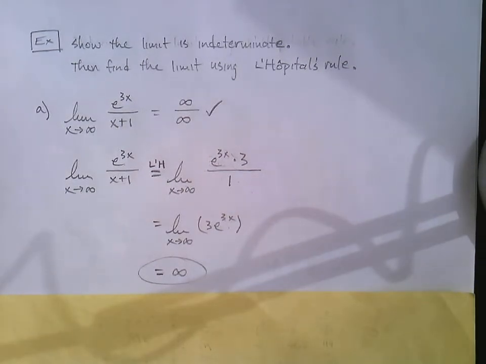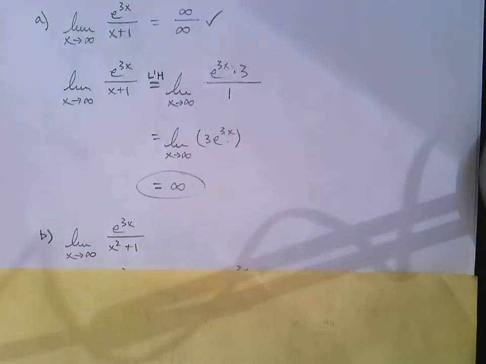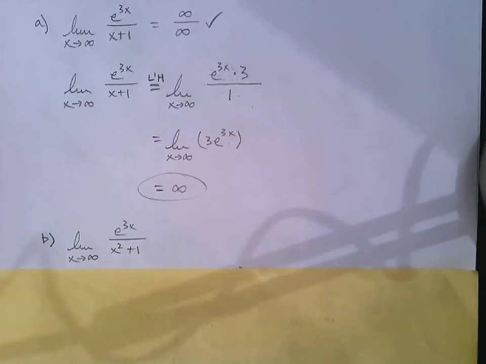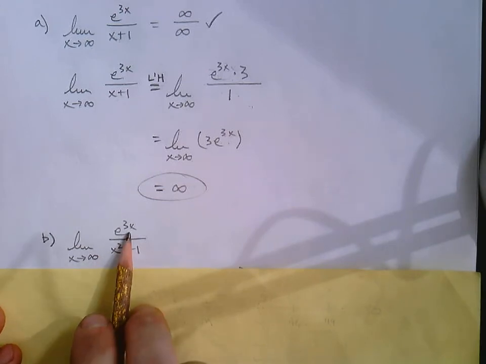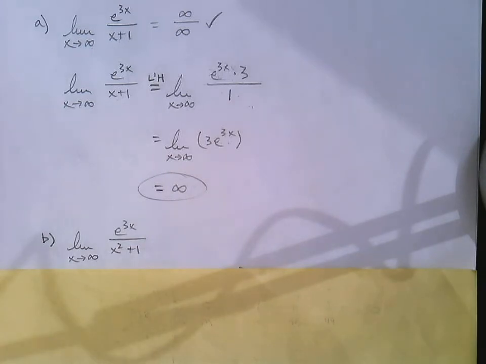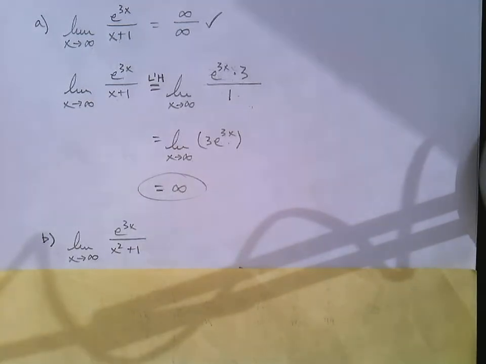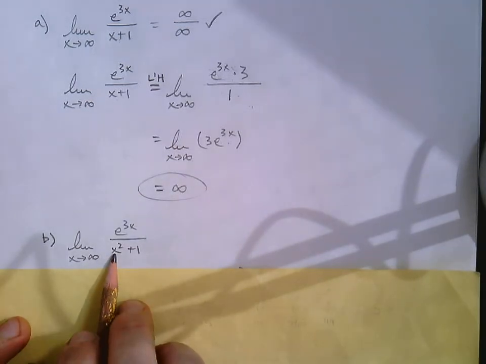Okay, I want to do one more example in this video. It's similar to part A. I'm just going to change one little piece. Let's say x approaches infinity, e to the 3x, but this time the denominator is x squared plus 1. Just a little change. Let's see how that will impact our work and the answer. Okay, is the numerator still going to win? I don't know. Now it's an exponential being compared with a square.